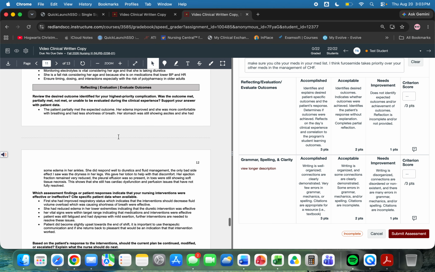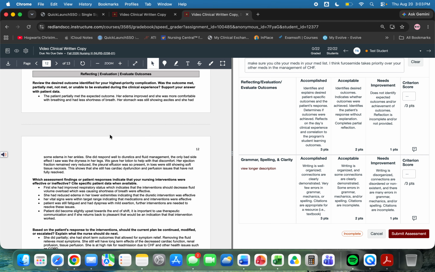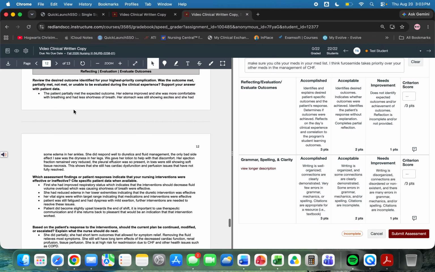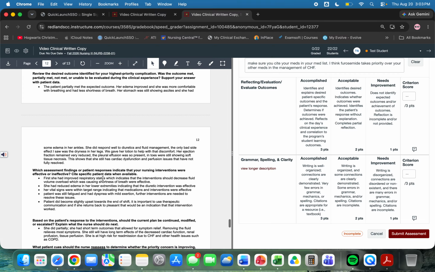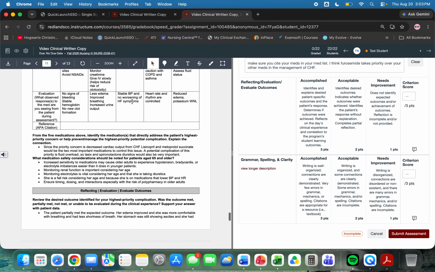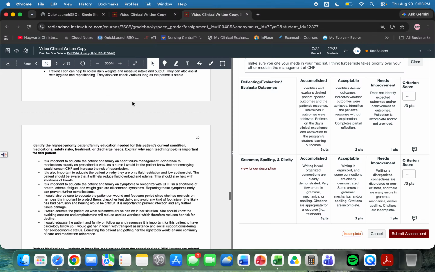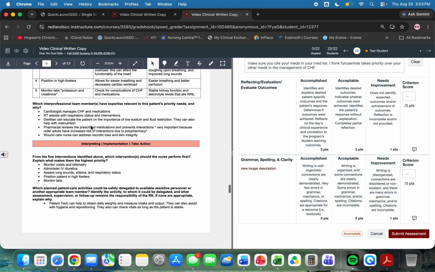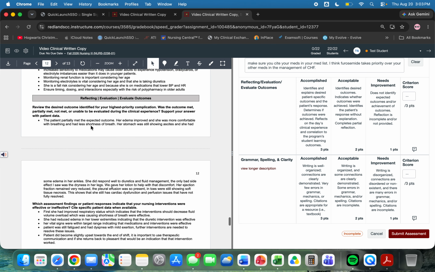The next section is going to be on reflecting and evaluating outcomes. So reviewing the desired outcome for your highest priority complication. Was your outcome met, right? We have to know what was your desired outcome for your priority complication. So it looks like, if you go back up and look at what her priority complication was, she's saying it's an ejection fraction of 20 to 25%.